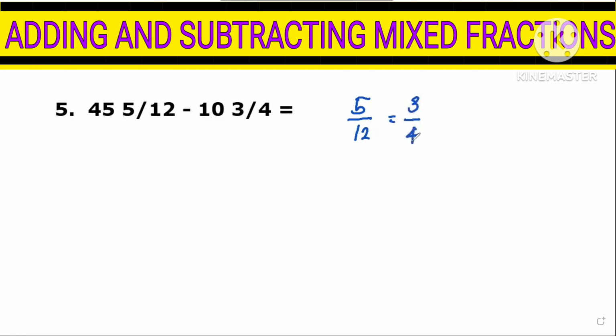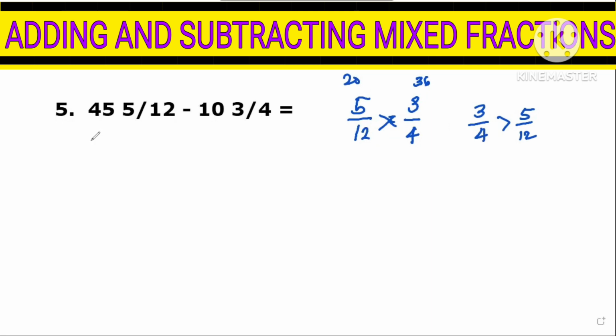How do you compare? Don't we just cross-multiply? Cross-multiply only. This is 20 and this is 36. In other words, 3/4 is greater than 5/12. You have studied that already, right? So, if 3/4 is greater than 5/12, then we need regrouping, no? Because the fraction of our subtrahend is bigger. So, let's do it by regrouping.